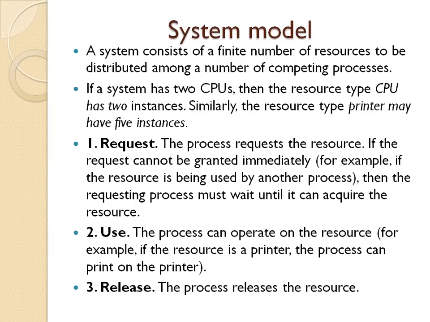Next, we have the system model. A system consists of a finite number of resources to be distributed among a number of competing processes. If a system has two CPUs, then the resource type CPU has two instances. Similarly, the resource type printer may have 5 instances. We have single instances as well as multiple instances in a system.